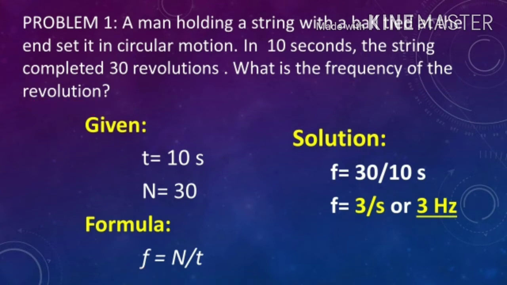In solution, substitute the values in the formula. F is equal to 30, which is your n, divided by 10 seconds, which is the time. The answer would be 3 per second or 3 Hertz. Don't forget to write the unit always.